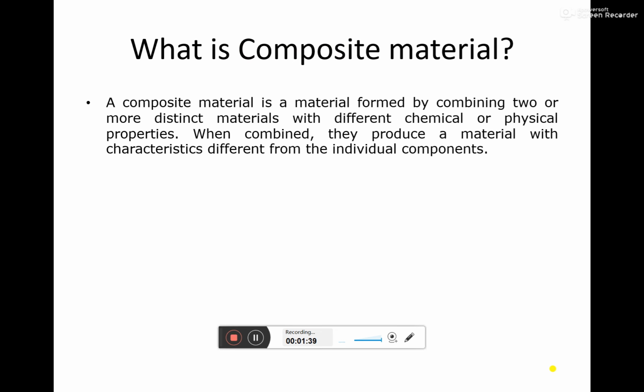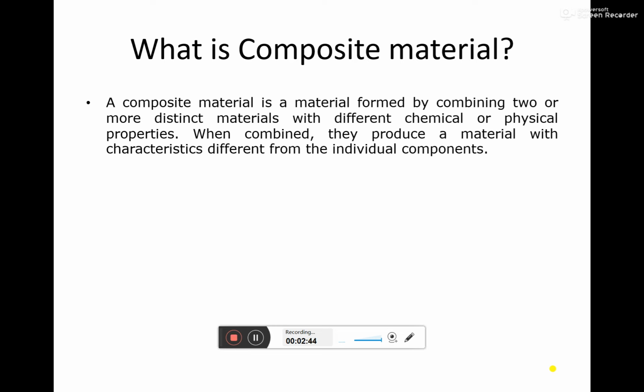So what is a composite material? You know that a composite material is a material formed by combining two or more different materials with different chemical or physical properties. Whenever you combine two or more materials with different chemical or physical properties, such a material we call a composite material. We combine these different materials mainly to improve its properties. We can improve the strength, stiffness, and sometimes corrosion resistance, depending upon the requirement. Based on the type of reinforcement we add to the composite, the properties may vary.